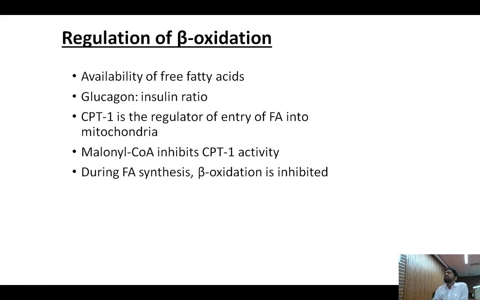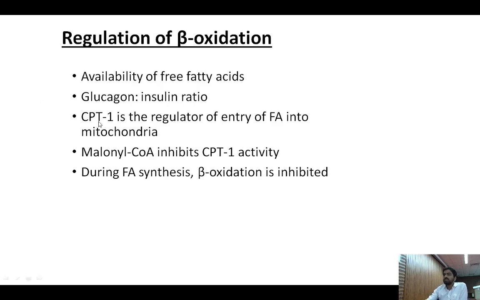It means what? It does not degrade normally. So it mainly helps in the forming of bigger molecules. So insulin will inhibit beta oxidation, because beta oxidation is basically the breaking down of fatty acid. But glucagon is a catabolic hormone. It promotes beta oxidation. So the glucagon to insulin ratio will determine whether beta oxidation will increase or decrease. If this ratio is more, more beta oxidation will happen.